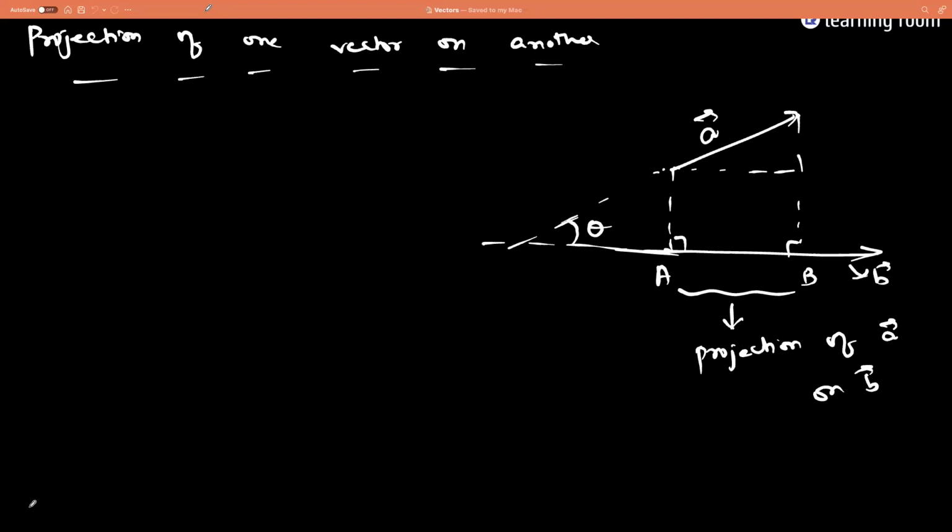Okay. So then this horizontal is going to be the projection. Am I right? Because this distance and this distance are the same. So our job is to find this A dash B dash. And remember, A dash B dash is exactly equal to AB. So can I say A dash B dash is a part of B vector?